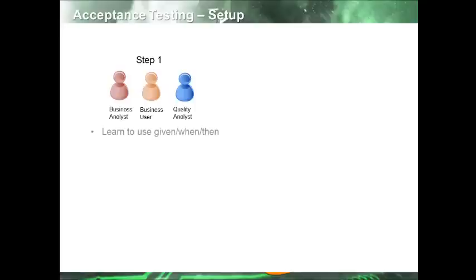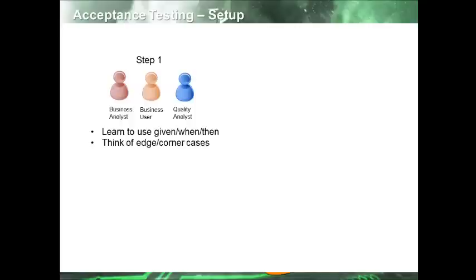So how do we get this all set up? Well, first of all, we need to make sure that people have been trained in the roles, in the skills that they need to perform their roles. And this means that in the first stage, we need to make sure that the business analysts, the business user, and the quality analysts all learn to use the given when then syntax to describe the user requirements. That way, we can ensure that everything that is described at the beginning of the process is what's ultimately tested at the end of the process.